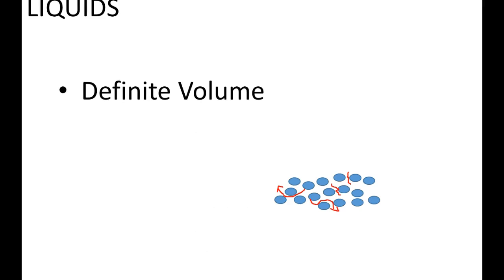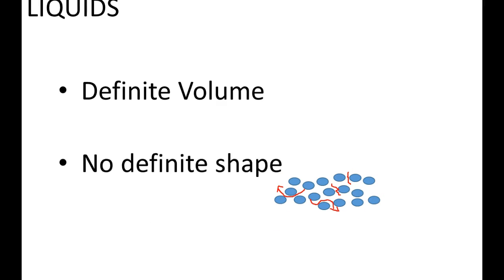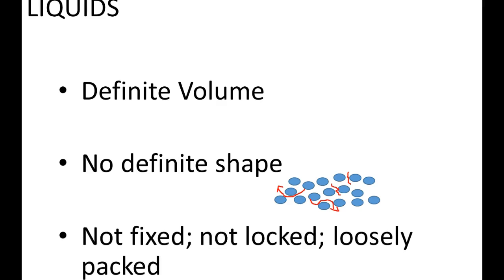The volume is definite in a liquid, which means we cannot push these particles into any smaller space. There is no definite shape, which means they can fill any container, they can be any shape. I mean, it's pretty obvious. A liquid can change shapes. And not fixed, not locked, loosely packed. Very important. Once again, we're talking about liquid state of matter.